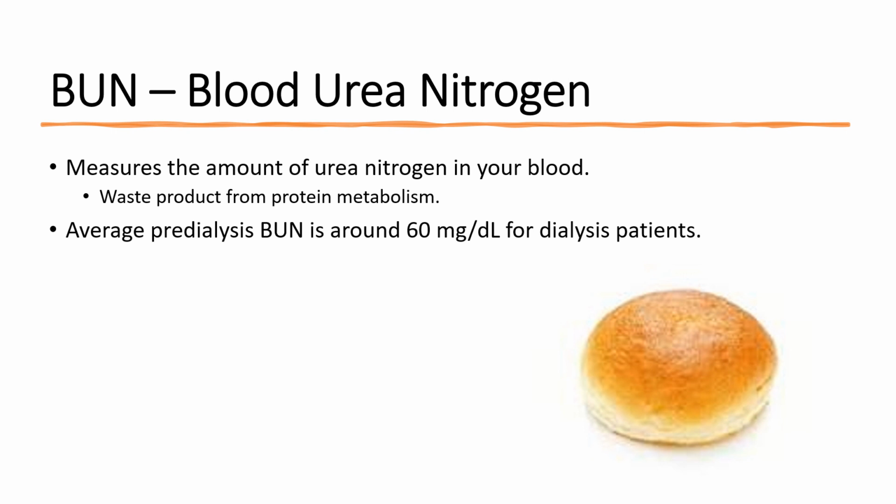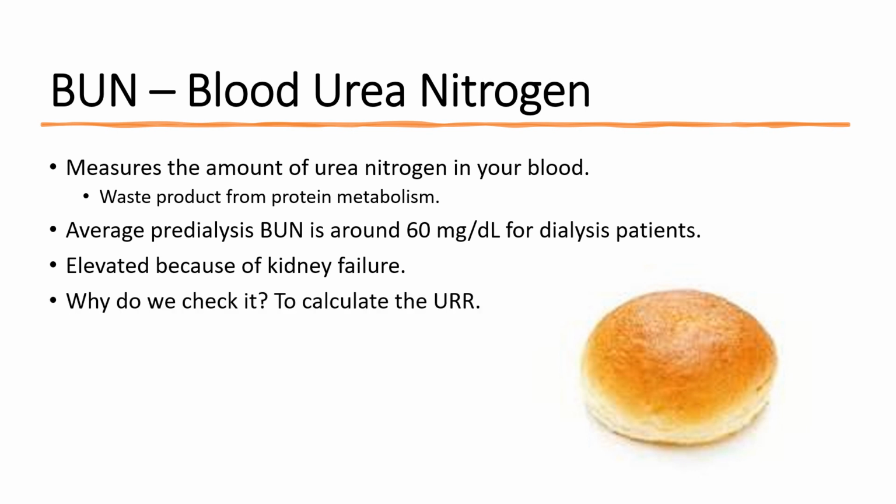The average pre-dialysis BUN is about 60 for dialysis patients. For patients who have normal kidney function, a normal BUN is less than 20. So it's elevated in the setting of kidney disease because the kidneys do not remove it well in the setting of end-stage renal disease. Now, BUN is not a particularly good estimator of overall kidney function or renal failure. So why do we check it every month? Because it is used to calculate something that is clinically useful called the urea reduction ratio, or the URR.